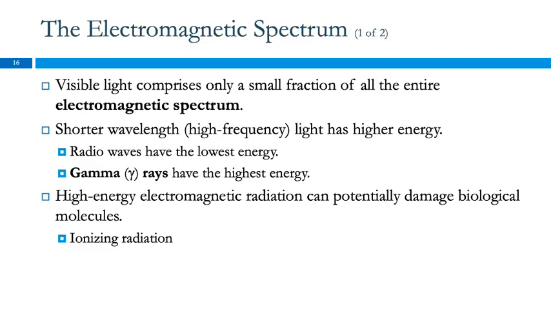Really high energy radiation can damage biological molecules. It can ionize molecules, turning them from molecules into ions, and then the ions have different chemical properties, and so then the cells don't function correctly anymore.